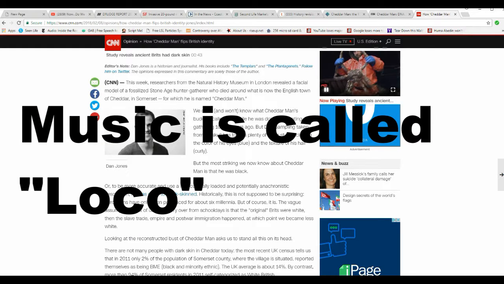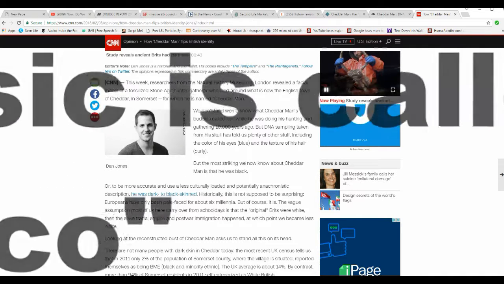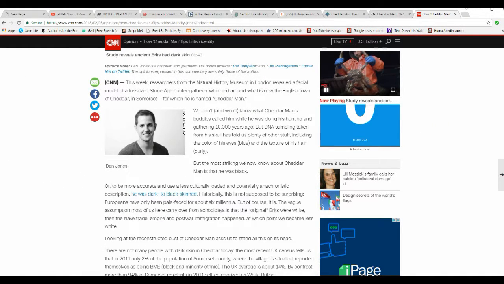See, this is called Afrocentrism once again. To be more accurate and less culturally loaded than a potentially anachronistic description, he was dark to black skin. They call him a black person from Africa. That's what they're doing. This is to try to derail people from thinking they were whites out of that area. They're trying to pretend we don't even exist.